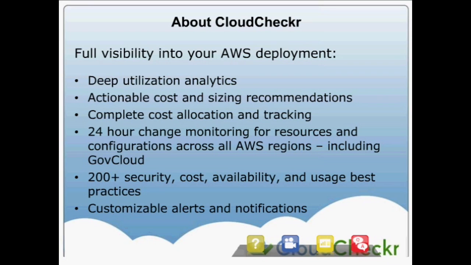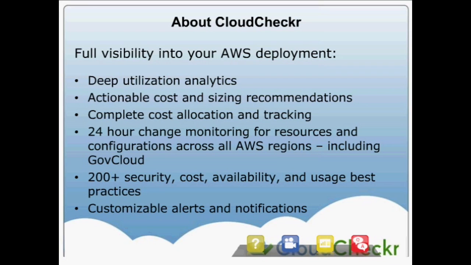CloudCheckr gives you that visibility. It gives you visibility into what's running on your AWS, whether that's cost, whether that's resources, whether that's utilization. If you can't see what's going on, you can't control it, you can't make business decisions, and you're not going to be optimized. You're not going to be doing things as well as you could be.